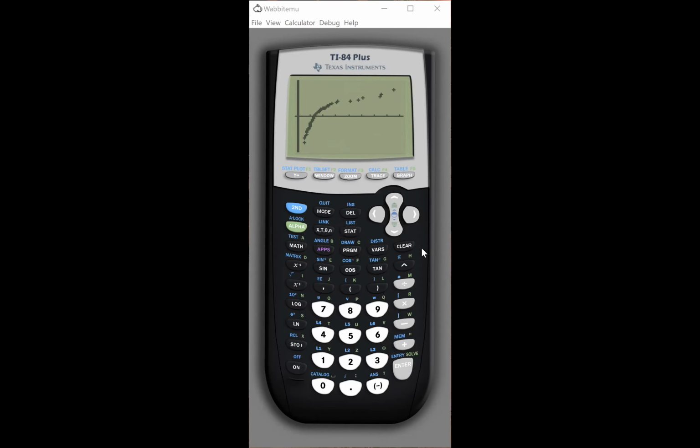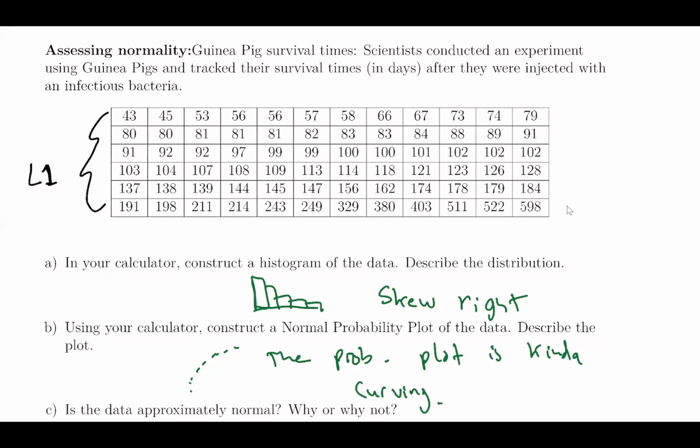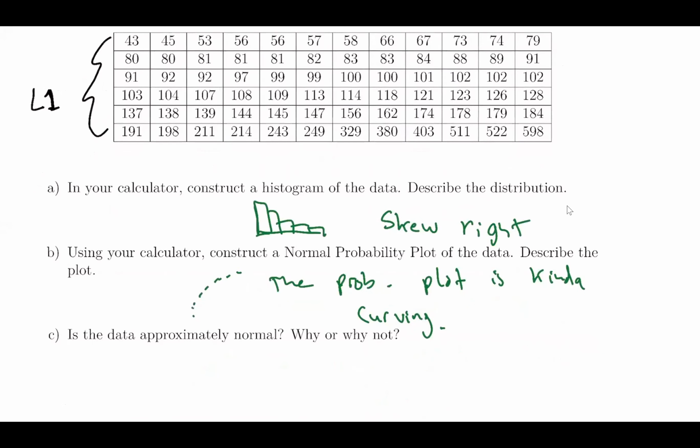All right, so let me go and hopefully I should be able to share my notes. Cool. All right, so this is what I have written so far. Based off of the histogram, we saw that it skews to the right. Based off of our probability plot, it's kind of curvy. So Parsi said, is the data approximately normal?